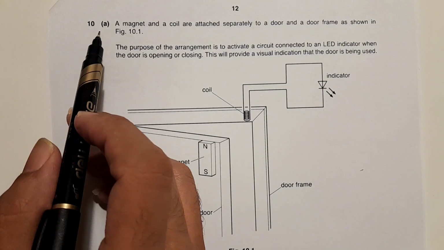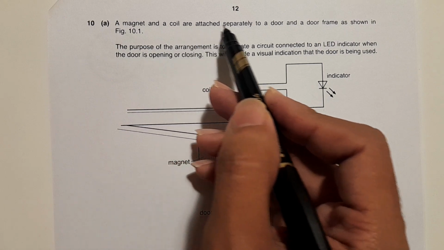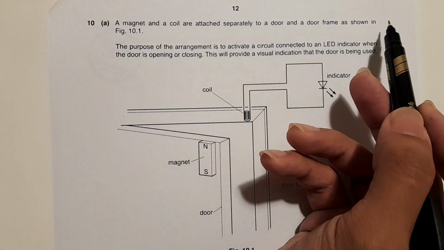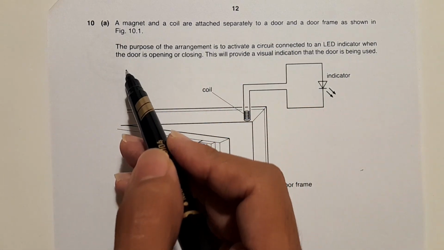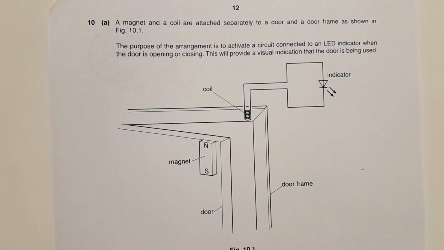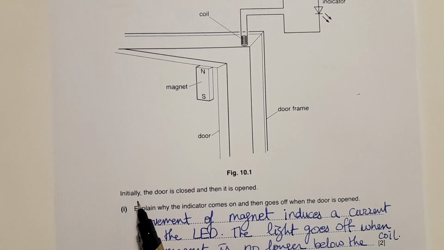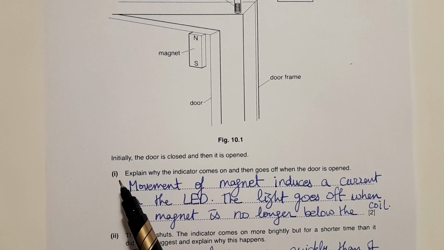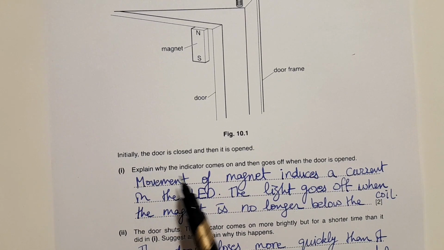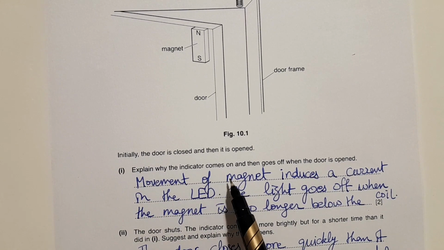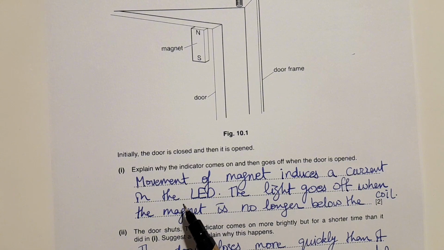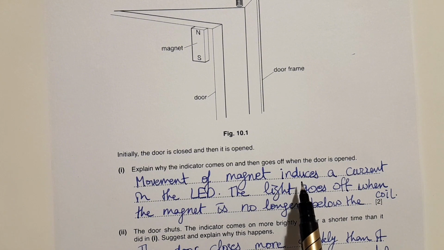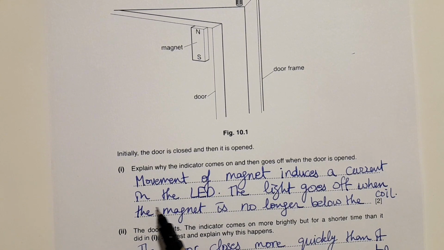Question 10, part A states a magnet and a coil are attached separately to a door and the door frame as shown in the figure 10.1. So this is a diagram which is figure 10.1. Initially the door is closed and then it is operated. Explain part 1. Explain why the indicator comes on and then goes off when the door is open. Movement of the magnet induces a current in the LED and the light goes off when the magnet is no longer below the coil.